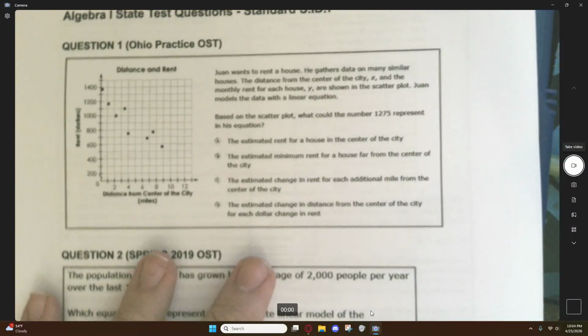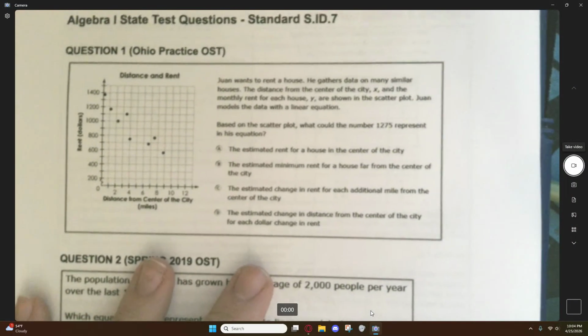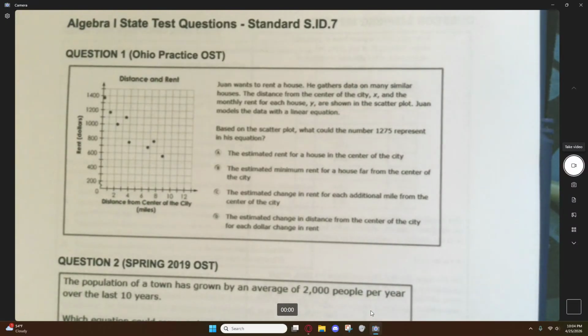Alrighty, hello. We are back again with another state test review video. Today we're talking about standard S.ID.7. Here we go. Question 1.